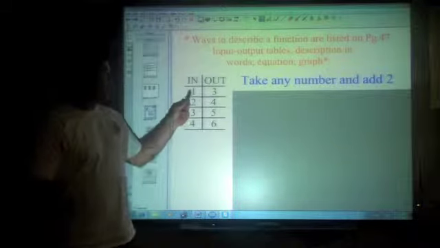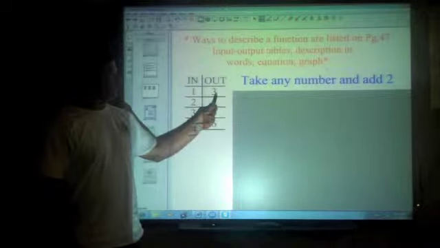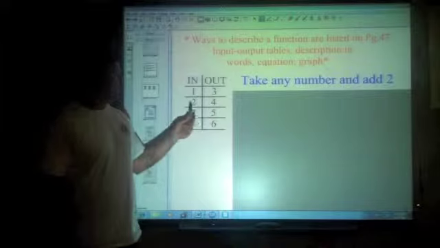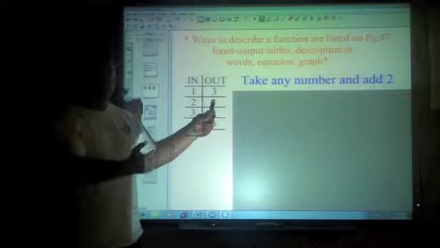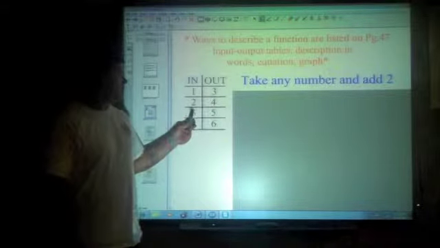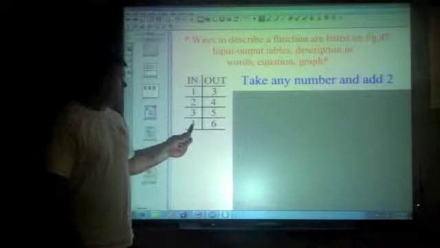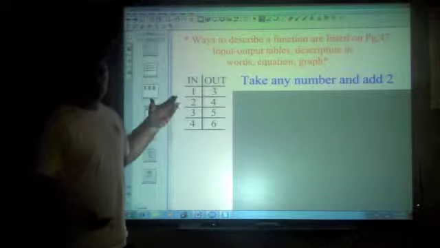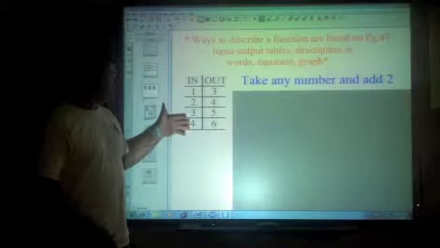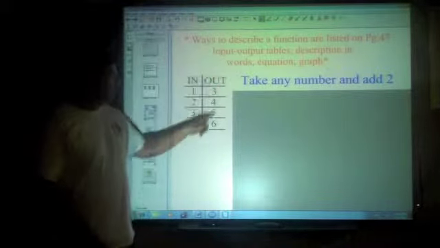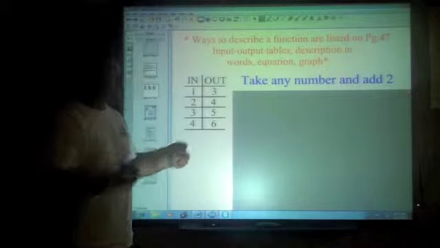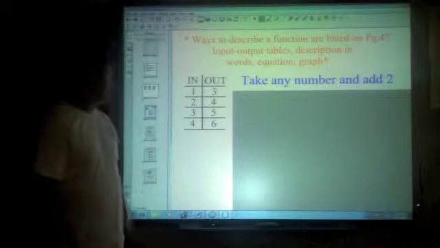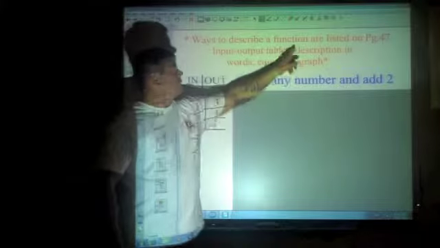So if I put a number in like 1 and I add 2, I'll get 3 output. If I plug a number 2 in, add 2, I get 4 out. 3 in, add 2, 5 out. 4 in, add 2, I get 6 out. Where did these numbers come from? I just made them up. Any number you plug in and use this function, you're going to get outputs. You just add 2 to whatever the input is, no matter what. All right, so that's an input-output table. We have a description in words.